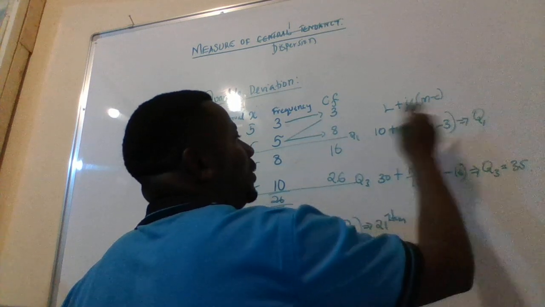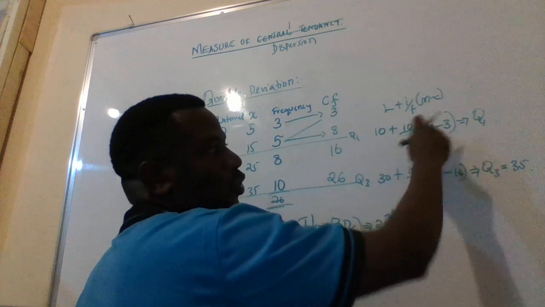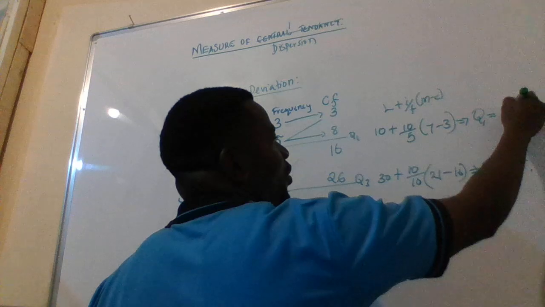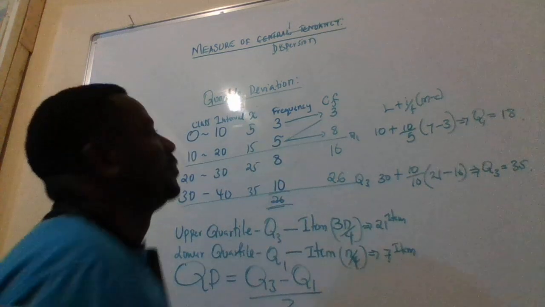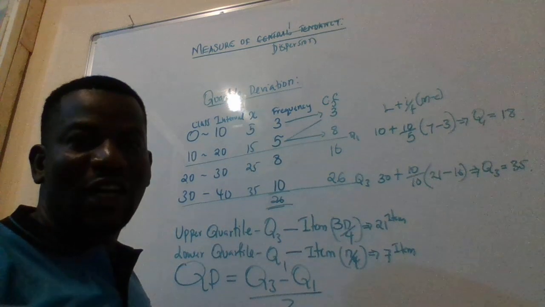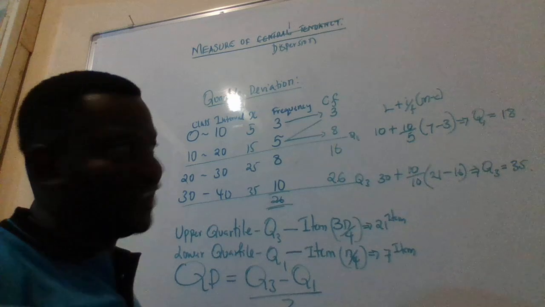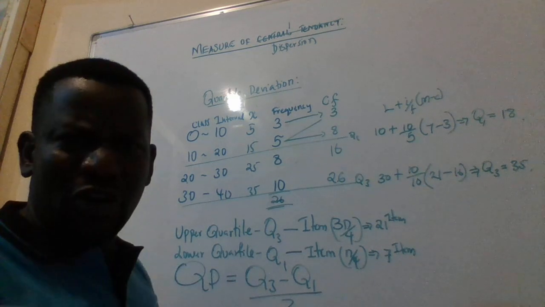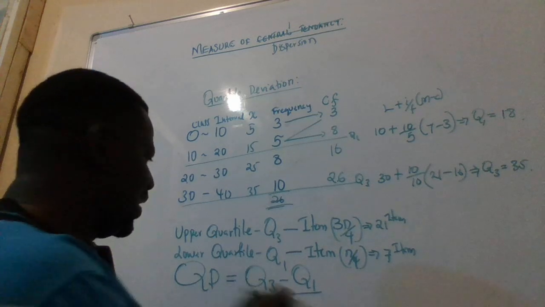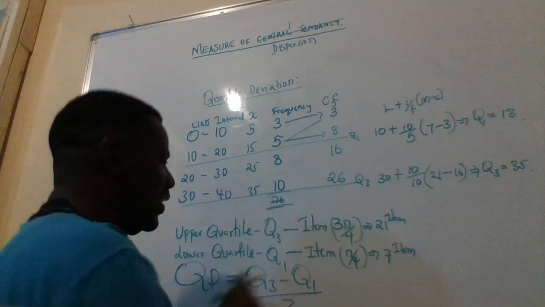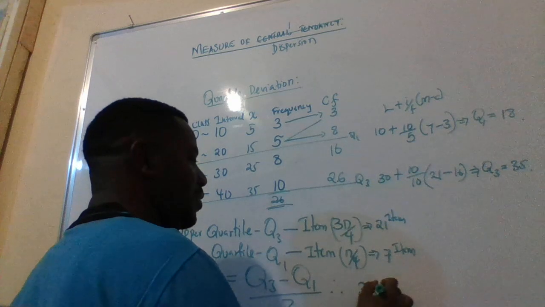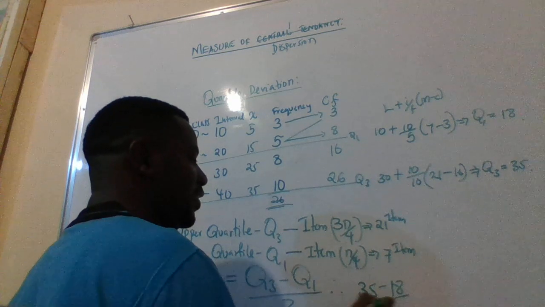Our Q1, this is 2, 2 times 4 is 8, plus that. Our Q1 is equal to 18, if you do it well. Therefore, get the QD. QD is 35 minus 18, divided by 2.